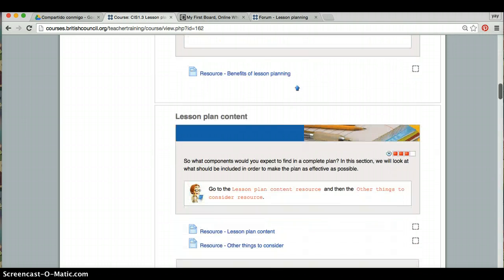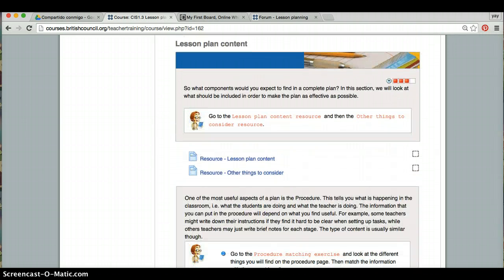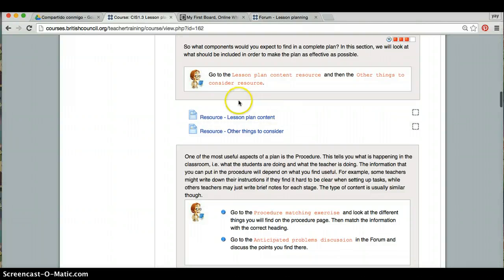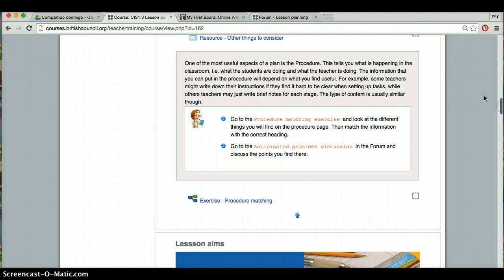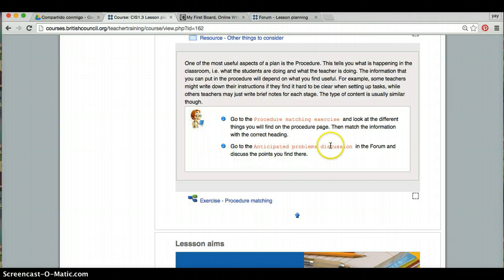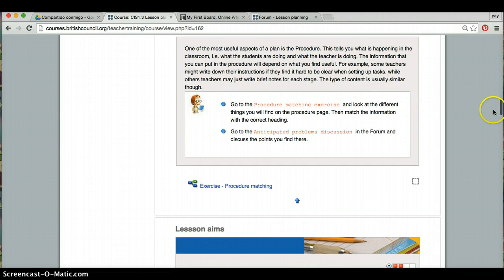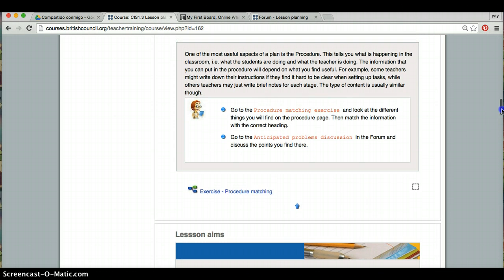Then we have a resource to read, the lesson plan content. We have two resources to read, 1 and 2. Then we have more information over here. Instructions: remember to be very careful with instructions. It says go to anticipated problems discussion in the forum. I go back up to the forum. I do this exercise. Actually, the instructions say that first I have to do the exercise and then I have to go to the forum. You see why instructions are important.